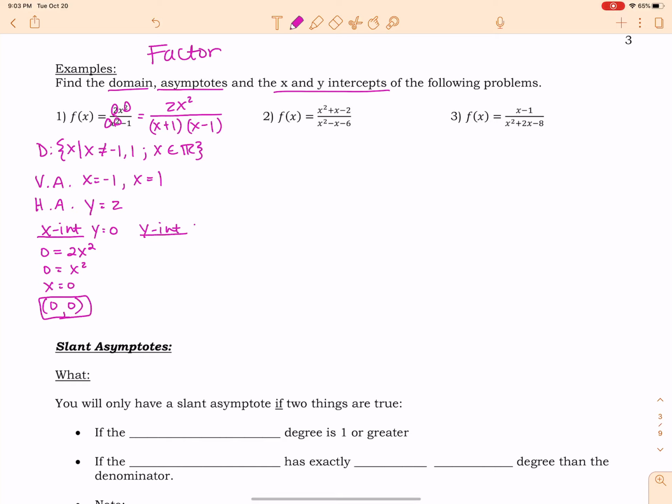Remember your y-intercept is when x equals 0. And that is going to be y equals 2 times 0 squared over 0 squared minus 1, which is 0 over -1, which is 0. So your y-intercept is 0, 0. That should make perfect sense to you. When one of them is 0, 0, so is the other one. Go figure. All right. So number 2, my next problem, I am going to factor again. I'm always going to start with that.